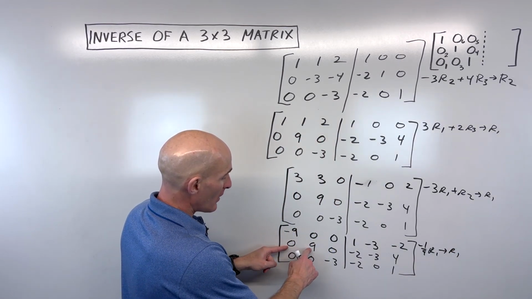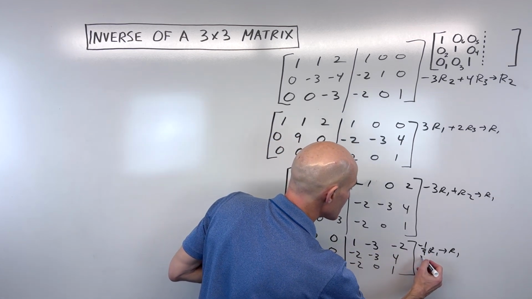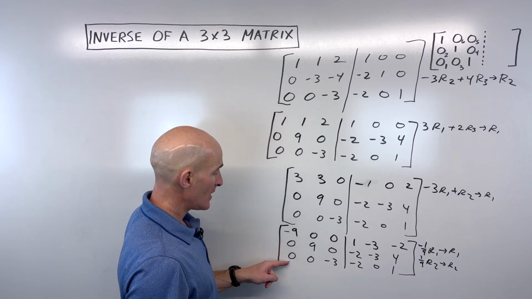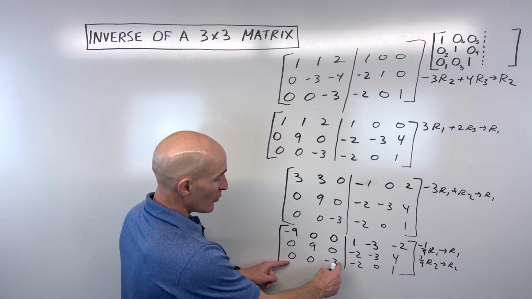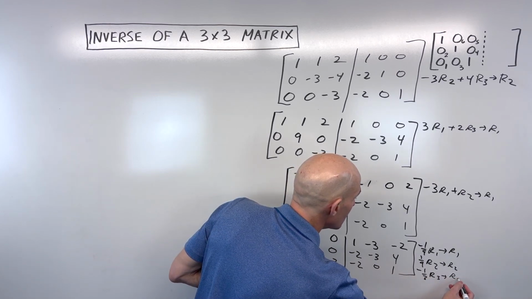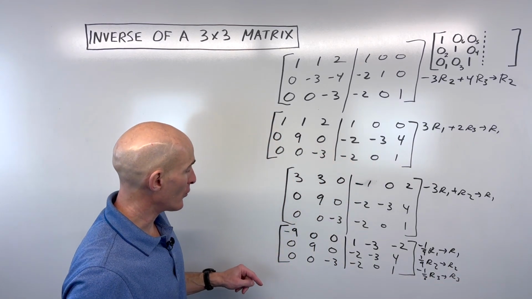This second row we're going to multiply by 1/9. So we're going to say 1/9 times row 2, answer is staying in row 2. And this one, we want this to be a 1 here, so I'm going to multiply by negative 1/3. So negative 1/3 times row 3, answer is going to go into row 3.